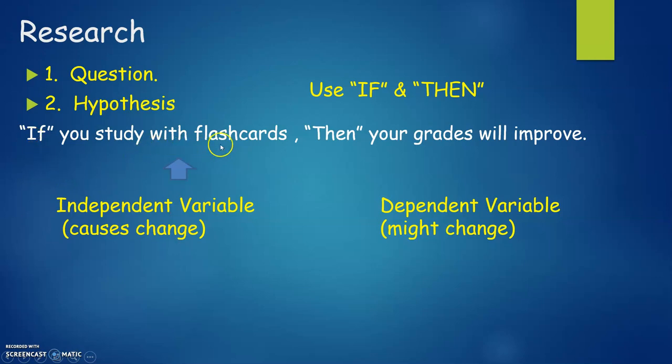If you study with flashcards, if you study with friends, if you study for 30 minutes at a time, if you study at night, if you study in the library. If you try something different, then something might happen. So on the test, I'm going to tell you which is the independent variable. All you have to do is find the word if, and you found the independent variable. That's it, you found it. If I do cardio in the morning, then I might lose weight. If I ate more vegetables. If you try something, that's the independent variable.